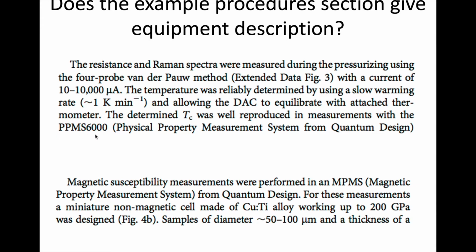They give you an acronym, but they also describe it. So this is a piece of equipment. Same thing down here. They have magnetic susceptibility measurements, and they're performed by this system, and they give you what it is and who makes it. So, make and model. That's what I'm always asking for. That's a good example of equipment description.